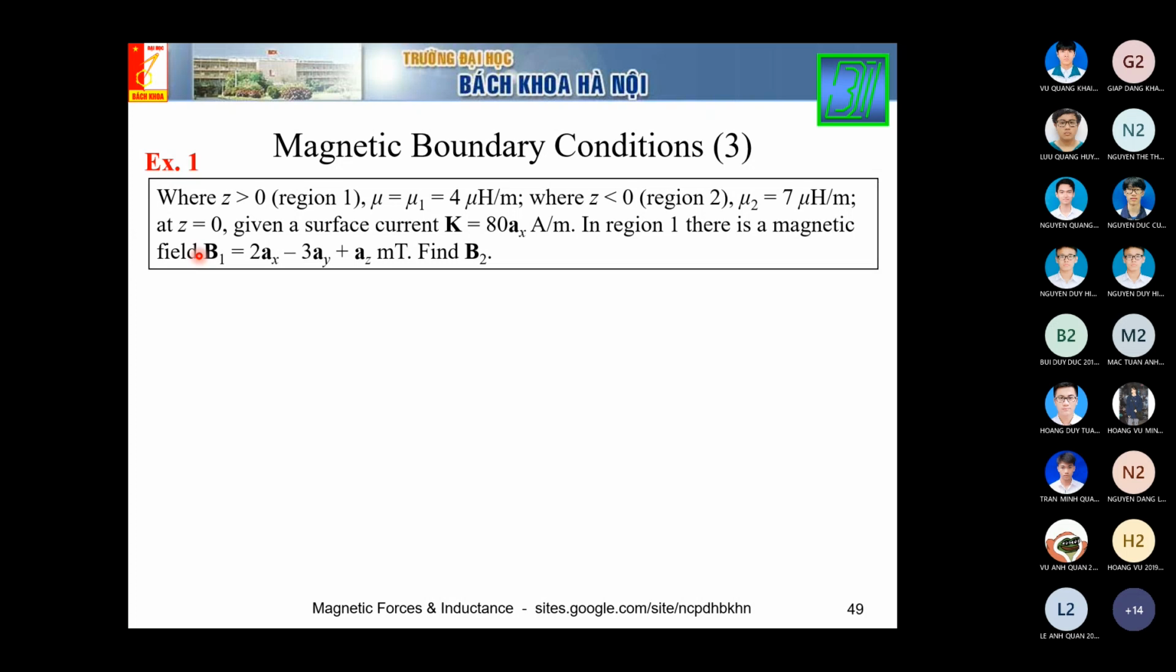In order to apply boundary conditions, we have to know the normal component and the tangential component. To find the normal component, please keep in mind that the boundary here is the xy plane. So the normal vector of the boundary is along the z-axis, or we can say that it is a_z. If you want to find the normal component, you have to project the given field here onto the z-axis. And then we have this.